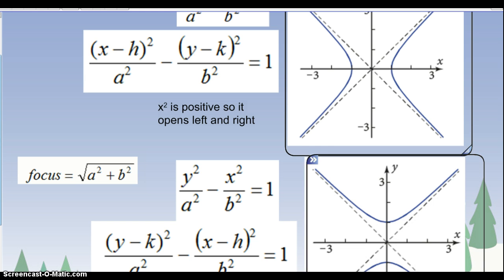Now, the second option is that y squared is now first, and the x squared right here is the negative one. So you'll see that this now opens up and down, okay? These right here, we have the asymptotes we draw in, and I'll show you how to do that in just a second.